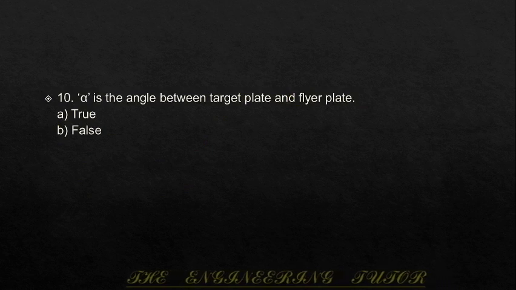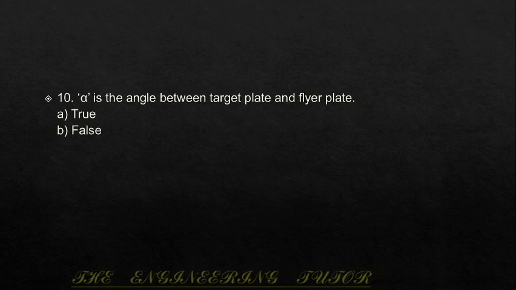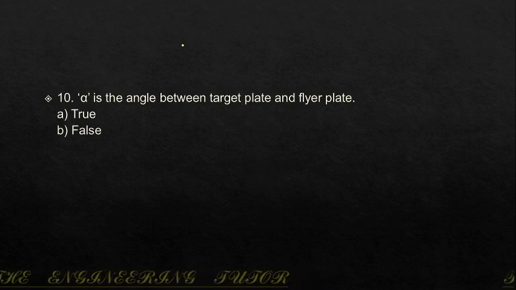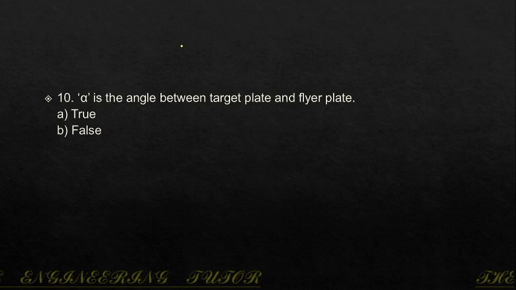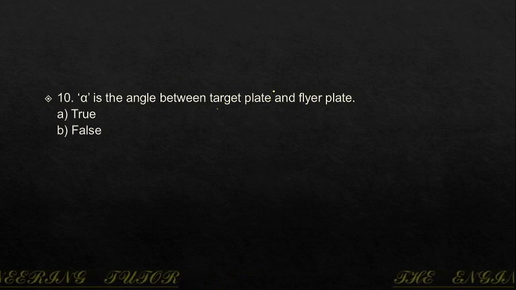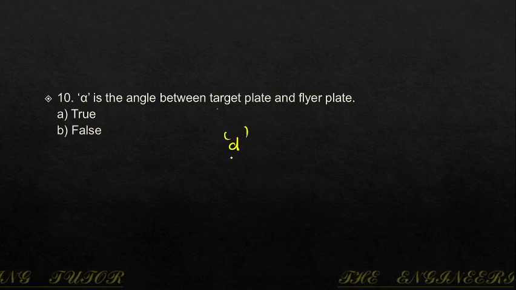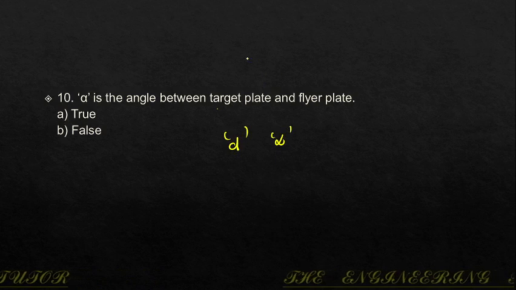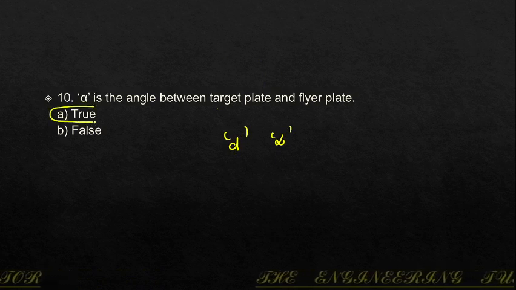The alpha angle between the target plate and the flyer plate. What is the alpha angle? The workpiece which has its position fixed is called the target plate and the other plate is called the flyer plate. The distance between these two plates is denoted by D and the angle between them is denoted by alpha. So we can choose the option true.